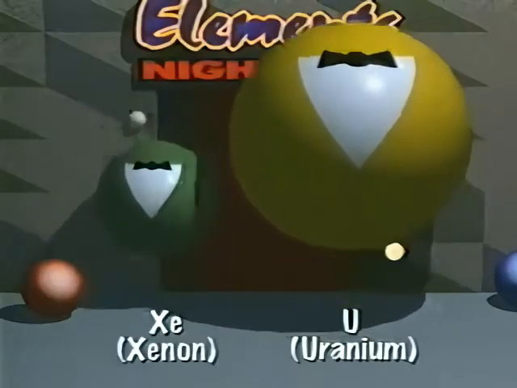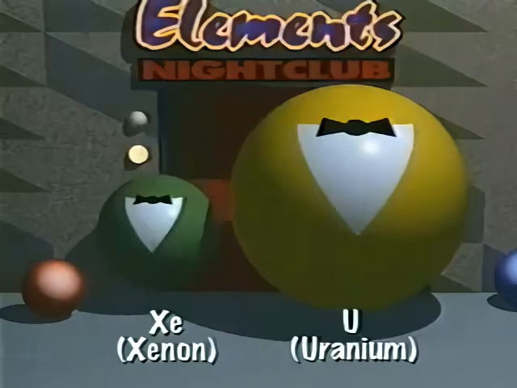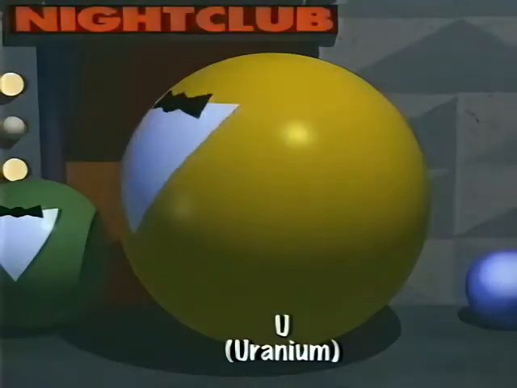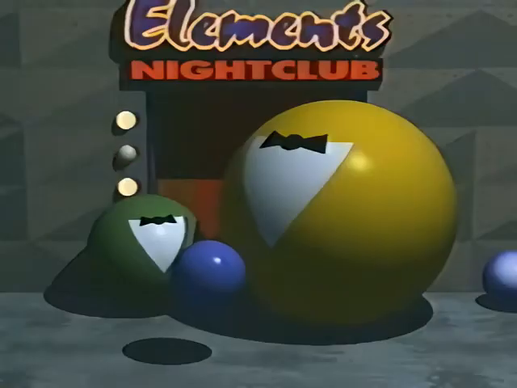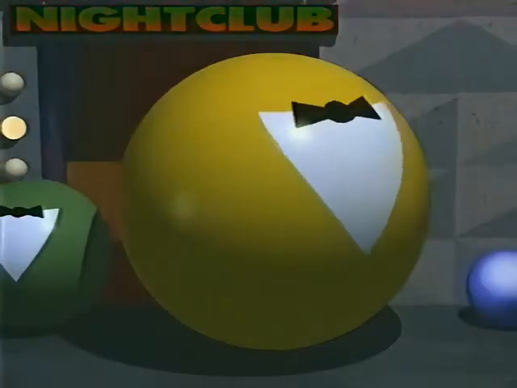Xenon and uranium volunteered to be bouncers at the under 18 disco because xenon is noble and uranium is big. In you go, nitrogen. Their job is to keep out undesirable elements such as mercury.